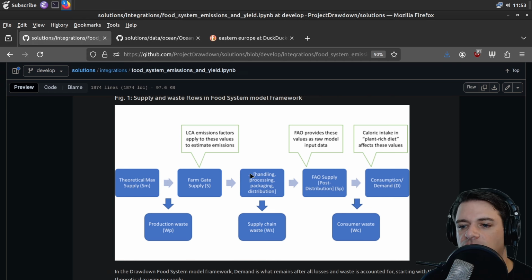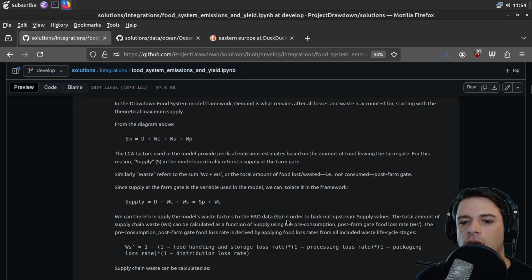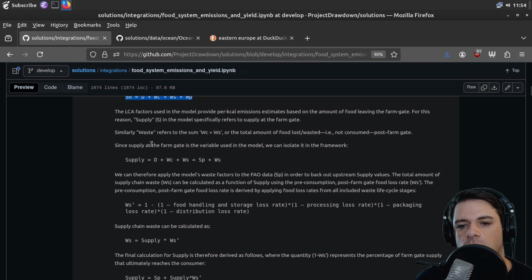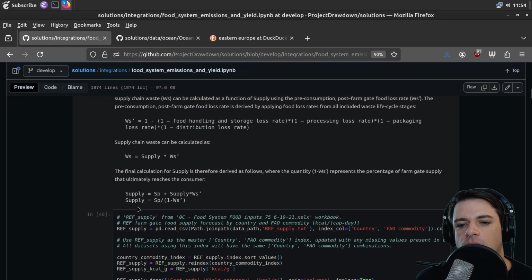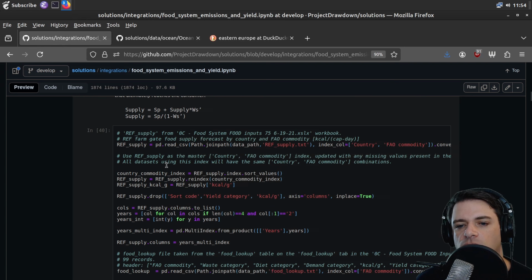We have handling, processing, packaging, distribution. I guess this is measuring energy. And then there's some supply chain waste. And then there's FAO supply, post-distribution. There's some consumer waste, and then we get consumption/demand. Caloric intake in plant-rich diet affects these values. Okay, and so this is just some model. We're just adding this stuff together. And we get some equations.